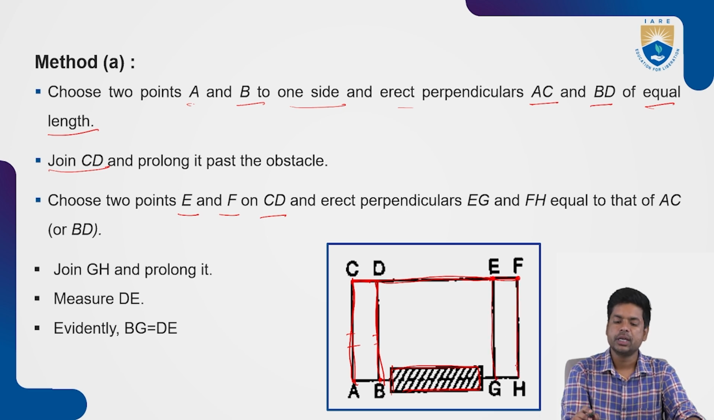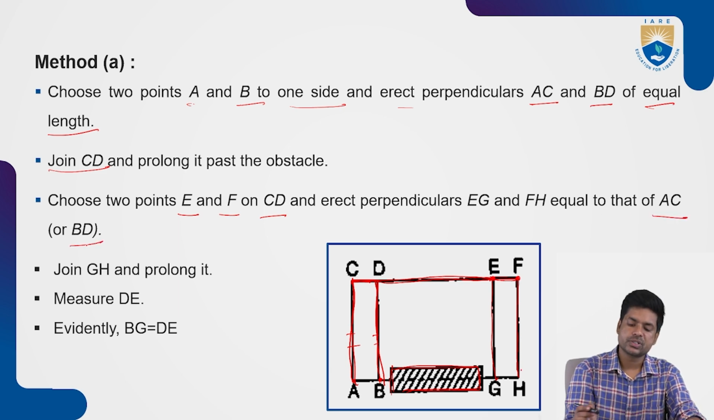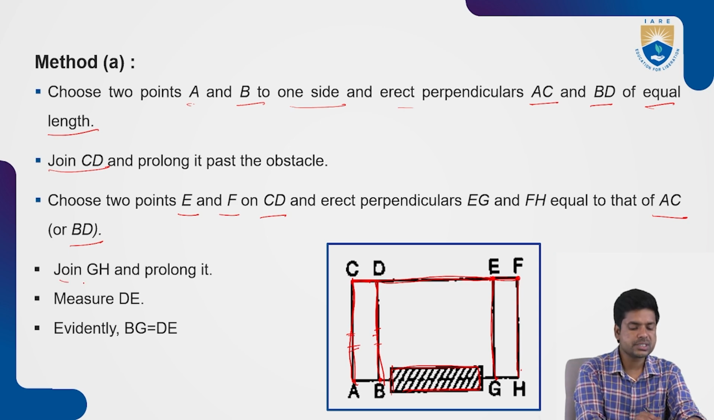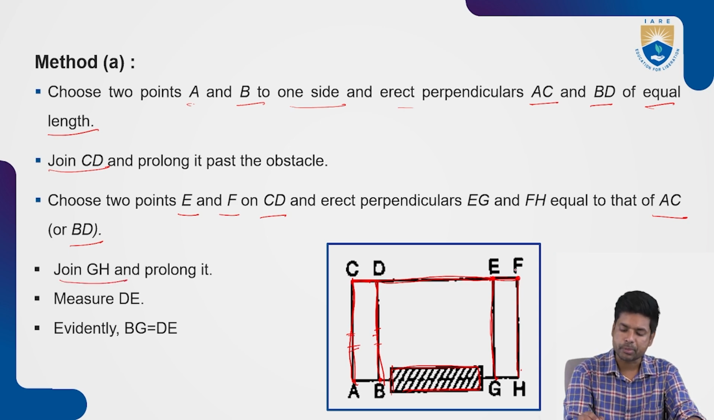We have to draw the perpendiculars EG and FH equal to AC and BD. So the length of these perpendiculars will be equal to the length of BD or AC. Now join GH. After drawing the perpendiculars, join these two points G and H and extend.